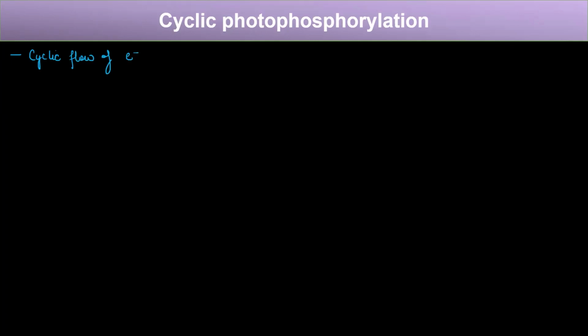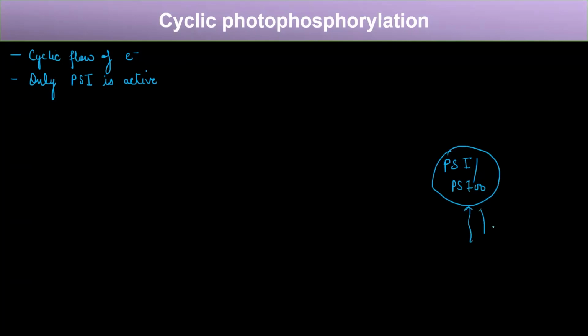Now, under what condition can this flow happen? This flow happens when only one type of photosystem is active, and that photosystem is PS1. So when only PS1 is active, cyclic phosphorylation happens. Let's draw how it happens. PS1, also known as PS700, is active, which means it is receiving the light.